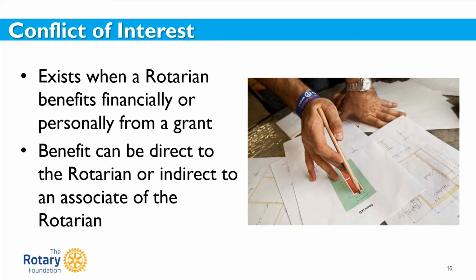Rotarians must disclose any conflict of interest on a grant application. If Rotarians aren't sure whether a situation is a conflict of interest, they should talk with their grant officers. An actual or perceived conflict of interest does not necessarily disqualify a Rotarian from participating in a Rotary grant. Eligibility for participation will be determined by case.